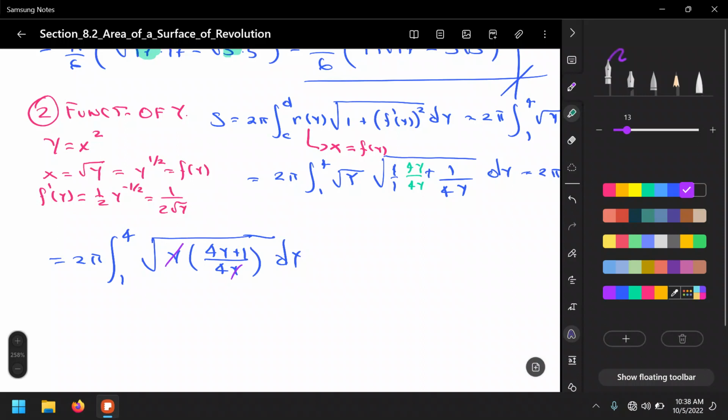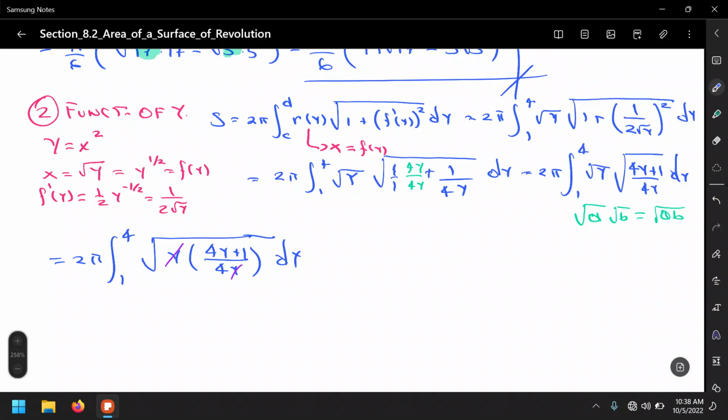Well, notice something here. Notice how the y's cancel out, and we're still left with the integral from 1 to 4 of the square root of 4y plus 1. That's all we get this time, dy, or actually over 4.